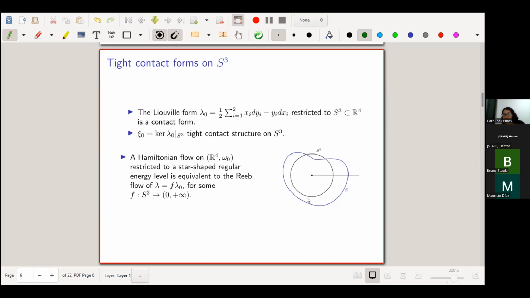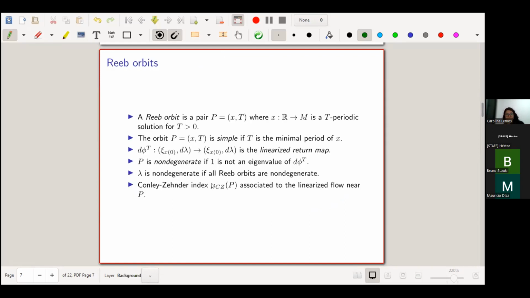So studying the Reeb dynamics of any star-shaped regular energy level is the same as studying the Reeb dynamics of S3 with this tight contact form. Okay. So before stating some results about this tight contact form, Reeb vector fields in S3, I will just set some notations and definitions.